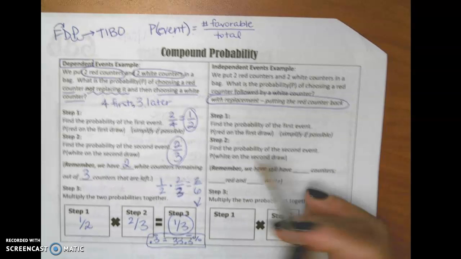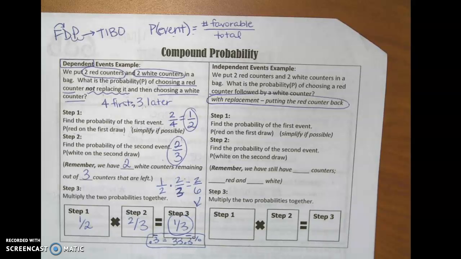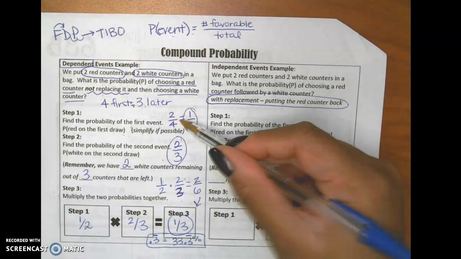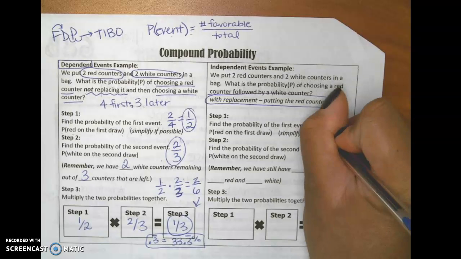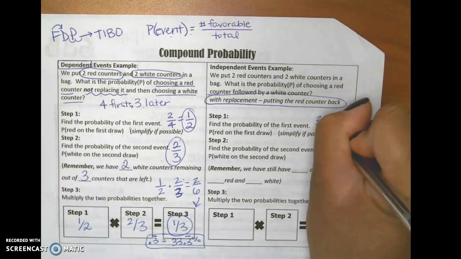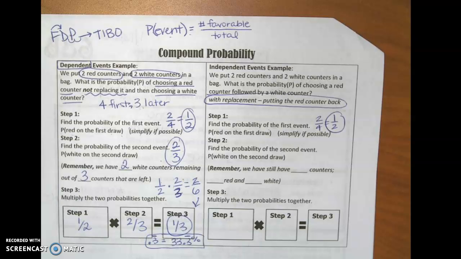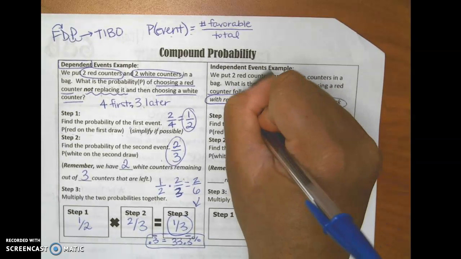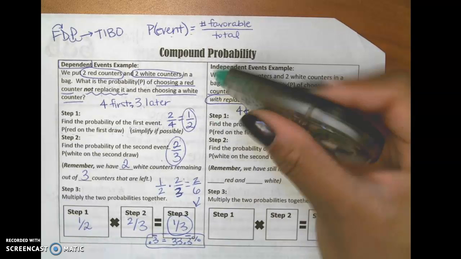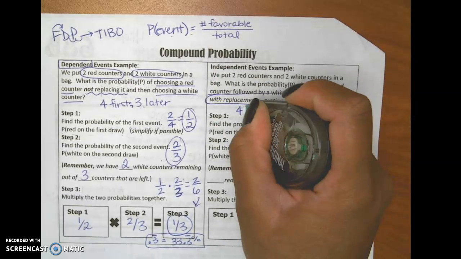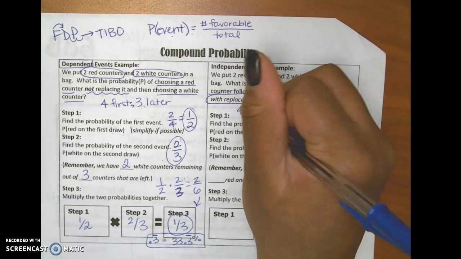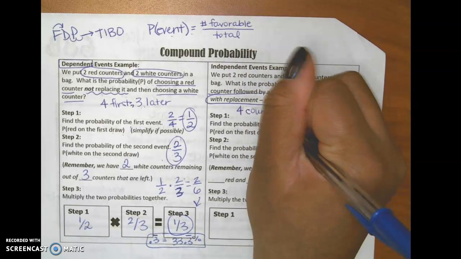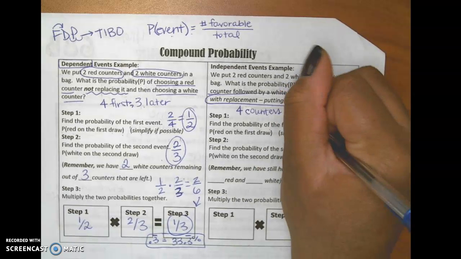Okay, so I want to draw red first. It's the same probability. 2 fourths, and a half. I have 4 counters at first. Do I take it out and not replace it? No. So I'm always going to have 4 counters as my total.